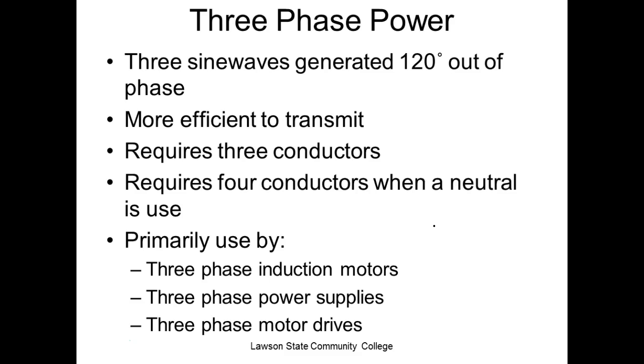It depends on how you run them. We'll talk a little bit about that later on. We can run what they call a delta connection, which requires 3 conductors. If we run what we call a Y connection, we might have 4. These are used for power transmission over long distances. It's used for 3-phase induction motors, 3-phase power motors, and 3-phase motor drives. So you don't have 3-phase in your house, but y'all probably seen it before.